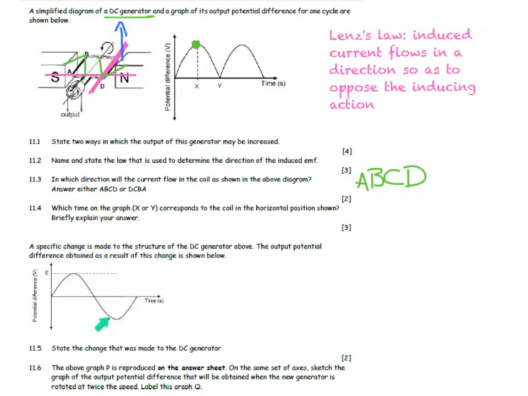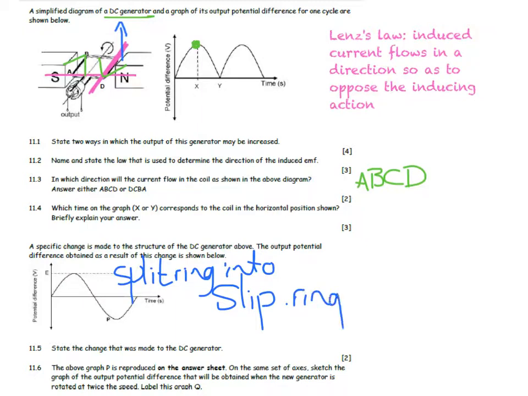State a change that you could make to a DC generator in order to get this situation. Well, this is obviously an AC generator giving me alternating current in both directions. What would I need to do? I would need to change that split ring into a slip ring.